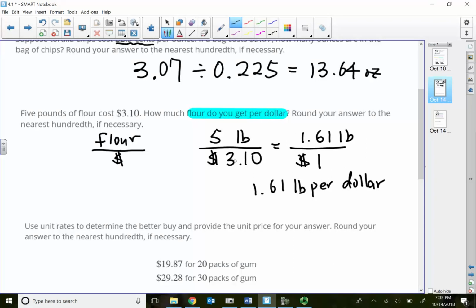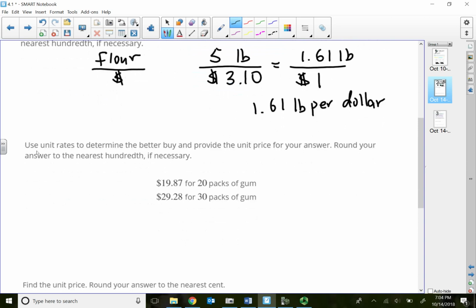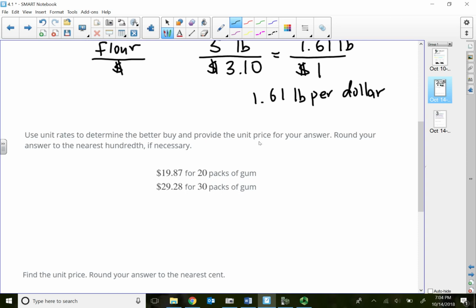So most of the time, you probably think of how much money per pound. So that will be money on top, pound in the bottom. But this problem wants me to find how many pounds for $1, which the answer is 1.61 pounds. All right, let's use the unit rates to determine the better buy, and provide the unit price for your answer.